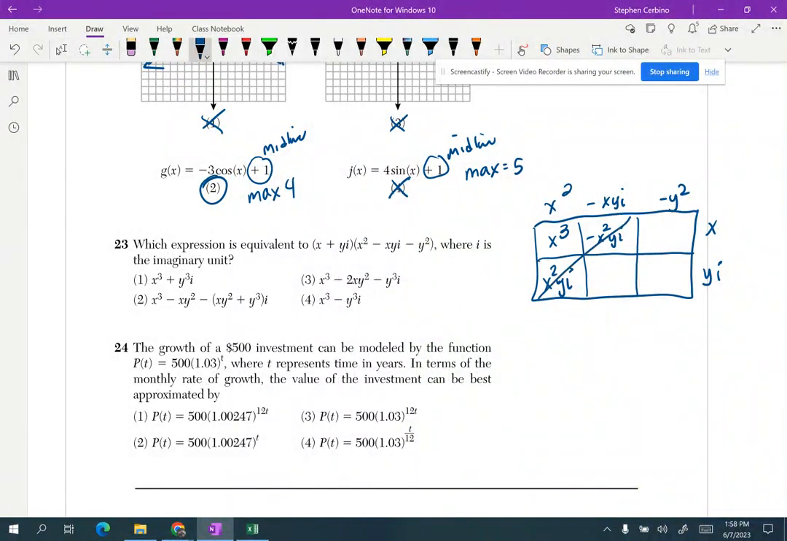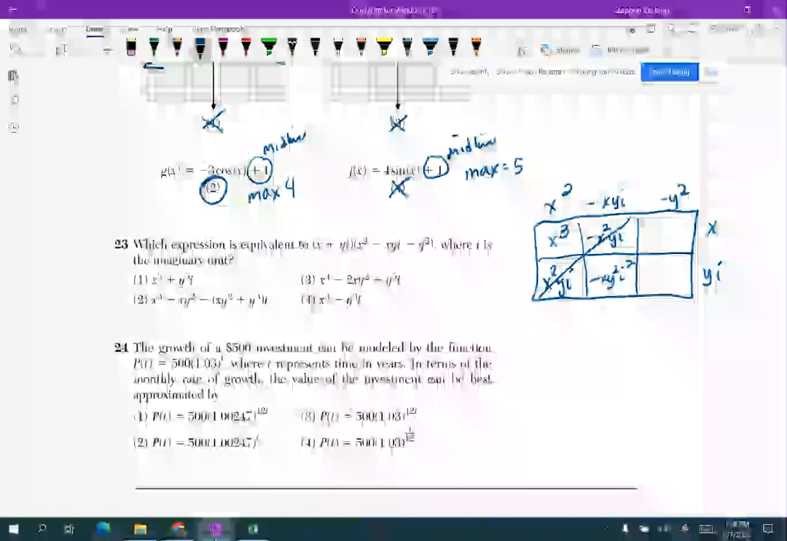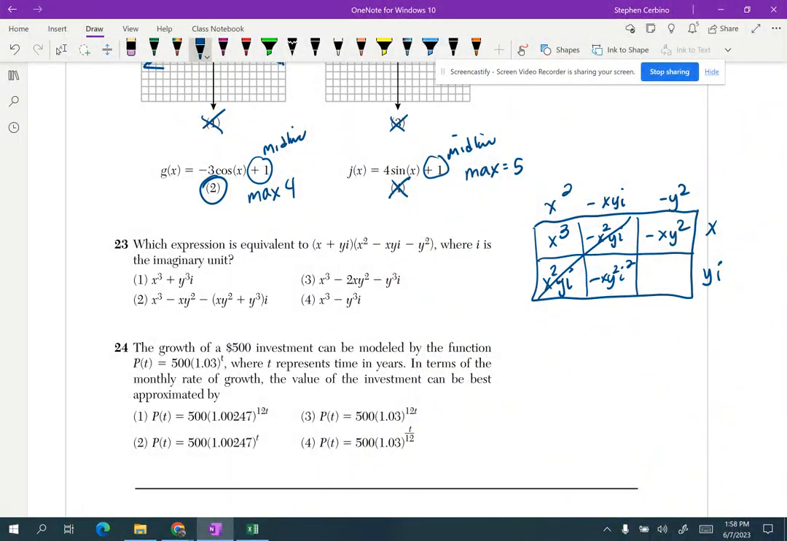These are going to cancel. Negative xyi times yi is going to become negative xy squared i squared. Negative y squared times positive x is negative xy squared. Remember, always do it alphabetical. It makes it easier to combine like terms. And lastly, we have negative y cubed i.